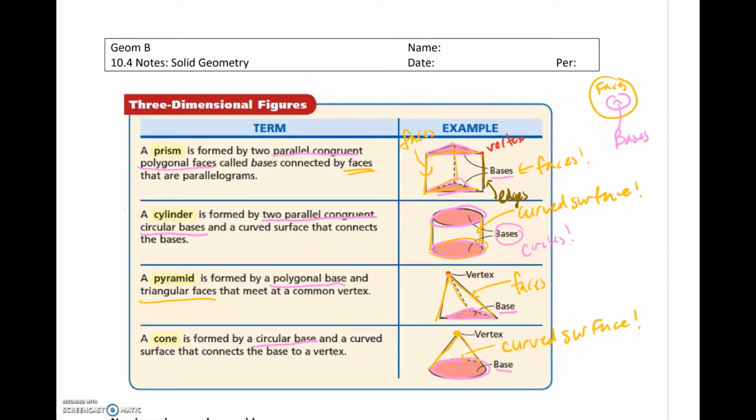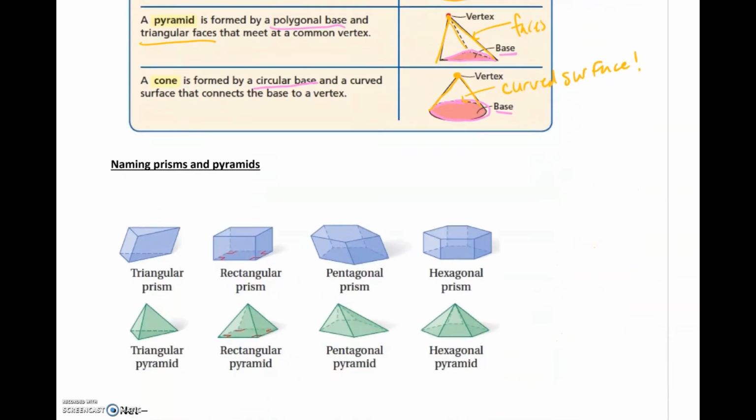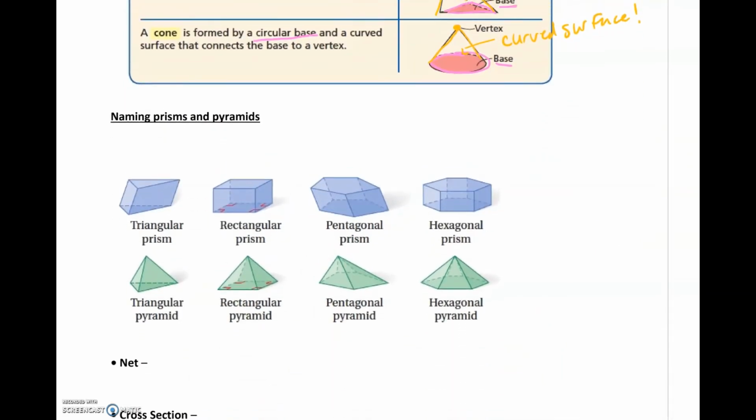Okay, so what's cool about the cone is it does have a single vertex, but it has no straight edges at all and a single circle as its base. So how do we name these shapes? We name them looking at the shape of the base.